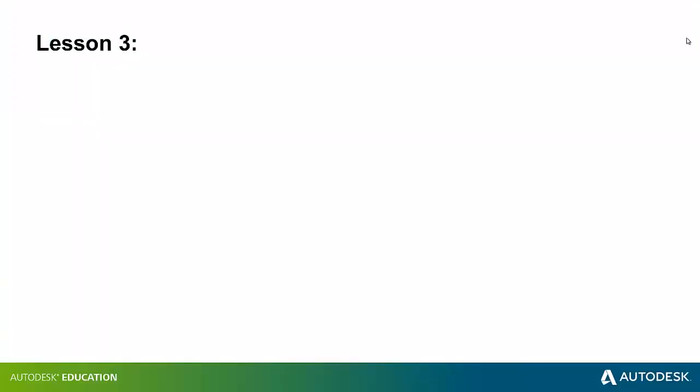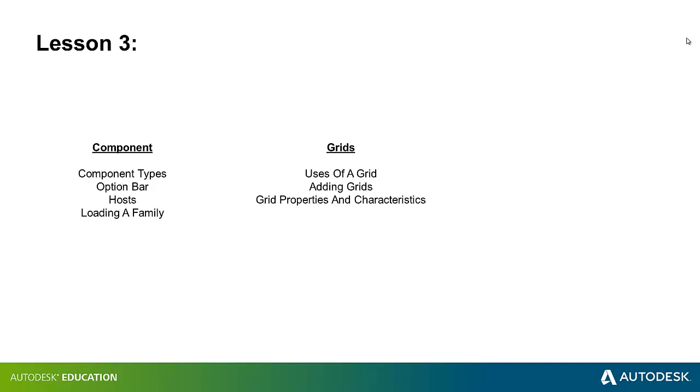Lesson 3. Component. Here we will be looking at component types, option bar, hosts, and learning a family. Grids. Here we will be looking at uses of a grid, adding grids, and grid properties and characteristics. Columns. Here we will be looking at adding columns, properties, and modifying in-place columns.